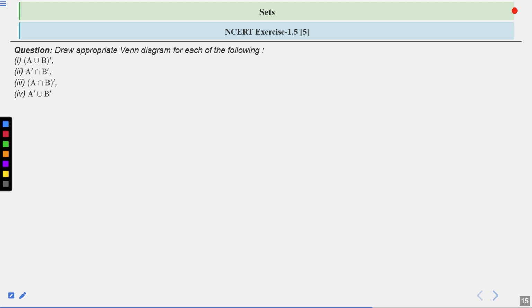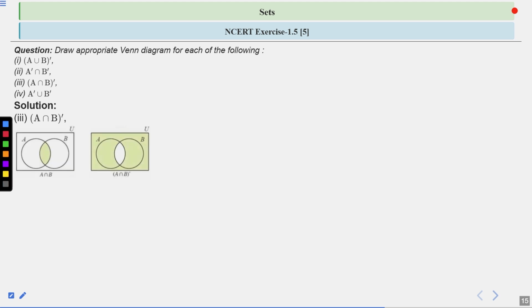Now for the next two solutions. Third, A intersection B whole complement. For A intersection B, first find the intersection, which is this part: the common part of both circles A and B. Now the complement is simple. Shade all the part except the already shaded part here. So you will get A intersection B whole complement like this. Okay, for third, it is clear.